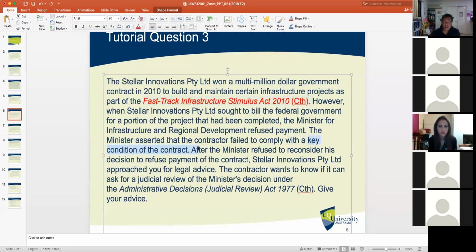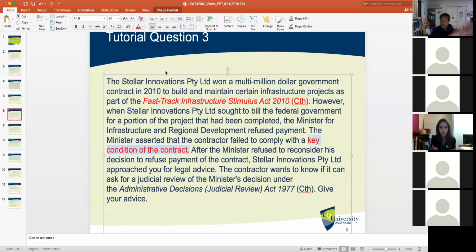So in other words, in relation to the refusal of the minister to pay, it was because of a failure of the company, Stellar Innovations, to meet a key condition of the contract. How then do we know what is the basis of the minister saying that a key condition of the contract was not fulfilled? And what law governs whether or not a key condition of the contract had been breached? The answer is that the question of the legality of the minister's actions, on whether or not he had the legal basis to refuse payment, will not be determined by the Fast Track Infrastructure Stimulus Act of 2010, but by the general rule of contracts.